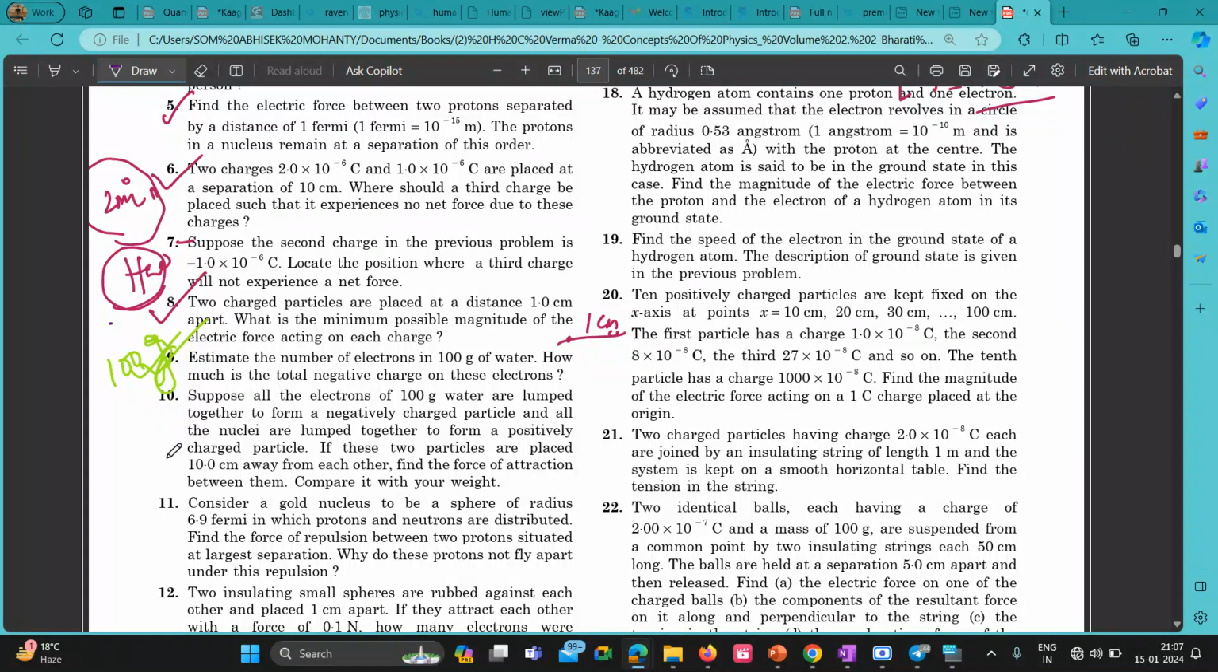Next question, number 10. Just read the question. Such a long question. Read the question and try to do it yourself. Okay. These questions are a bit tricky.